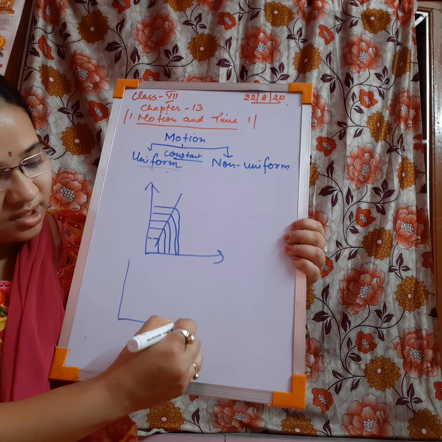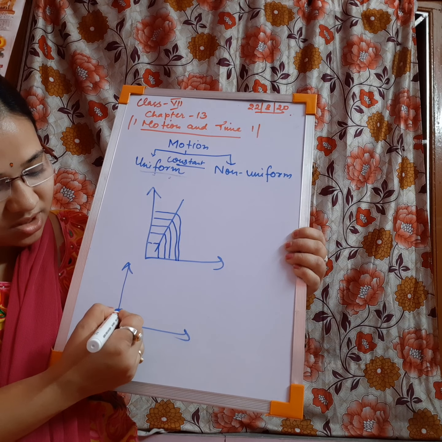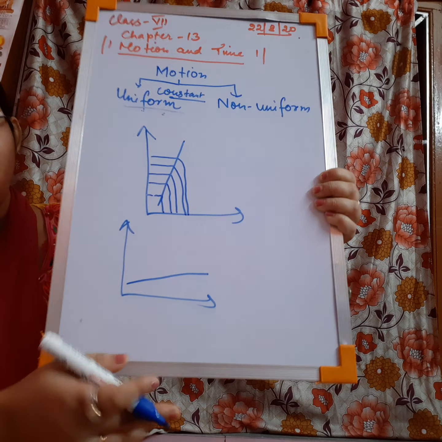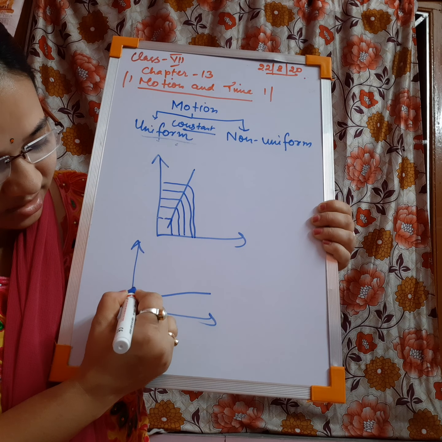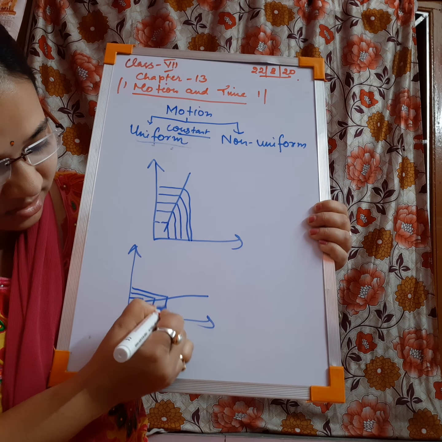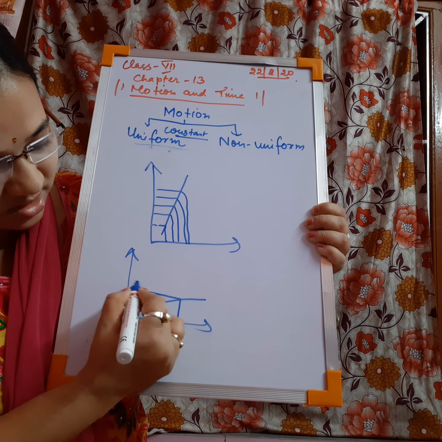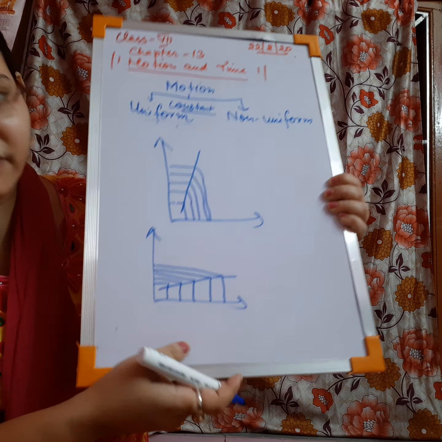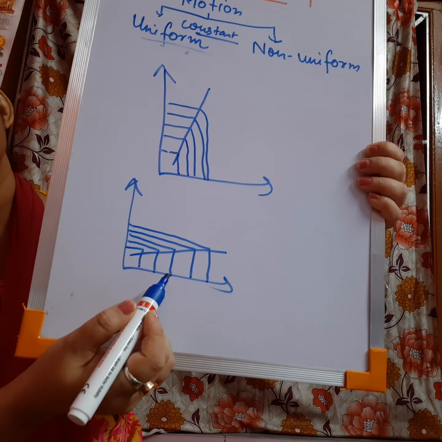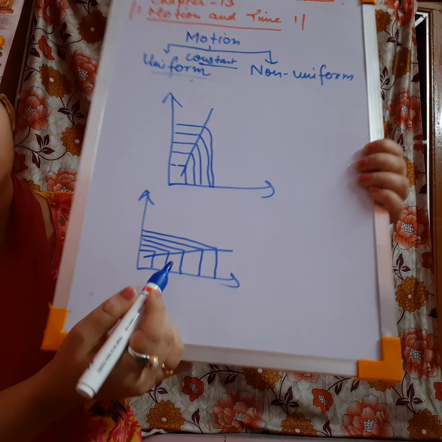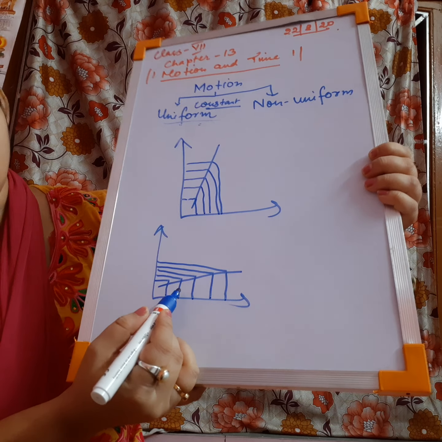Again we can draw another line. For example, suppose it is like this. Okay, here also we will see the distance is very less, but the time is very much more. So this is also not very uniform in nature.